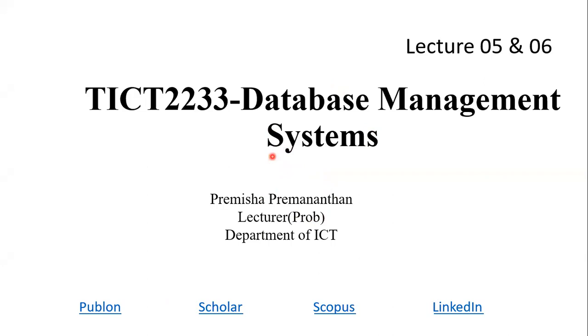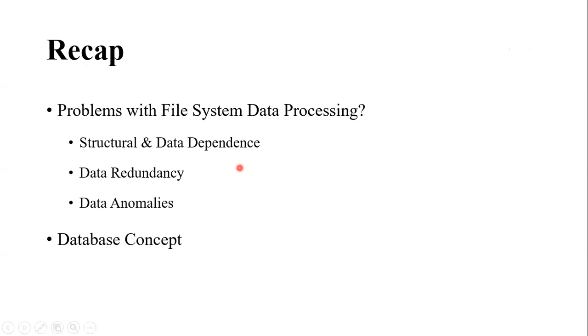Today is the fifth and sixth lecture of DBMS. It means the database management system. In the previous class we discussed the problems in the file system, as well as the reasons that lead to the DBMS instead of the file system. So the first issue in the file system is structural and data dependence.